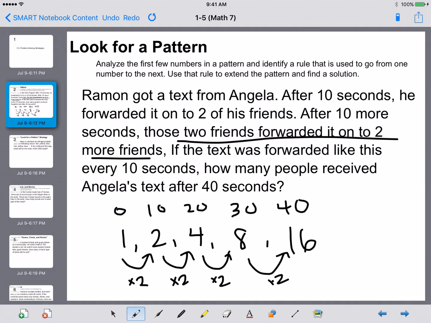We want to know how many people total have received that text from Angela after 40 seconds. So that means it's our original person with the text, plus the next 2 people who got it, plus the next 4 people who got it, plus the next 8, plus the next 16. So we're going to add all those together. So 1 plus 2 plus 4 plus 8 plus 16, which gets us to 31 people total receiving that text message after 40 seconds.